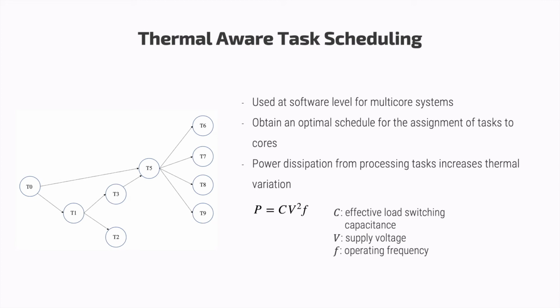For the optical network on chip, power dissipation from processing tasks increases thermal variation, which affects thermal reliability of MR signals. By developing a thermal-aware task scheduling ILP solution, it can minimize the thermal variation among MRs and improve performance of the application.